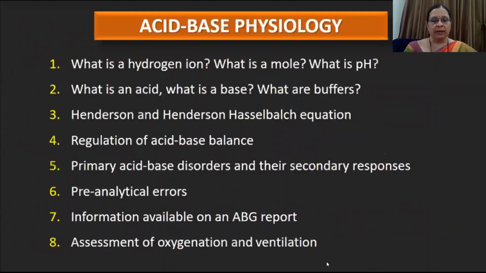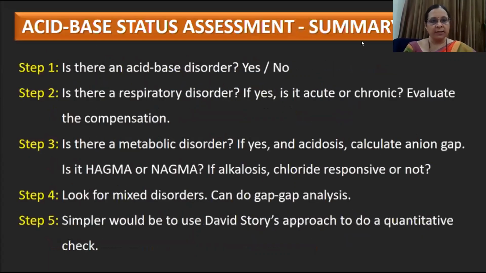Okay. So in the acid-base physiology workshop that I have done, along with the preliminary reading material that I sent, I have told you what is a hydrogen ion, what is a mole, what is pH, what is an acid, what is a base, what are buffers. We covered the Henderson-Hasselbalch equation. How is the acid-base balance regulated? What are the primary acid-base disorders and the secondary responses? Avoid pre-analytical errors. What is the information available on the ABG report? And we have to assess oxygenation, ventilation, and then look at the acid-base disorders.